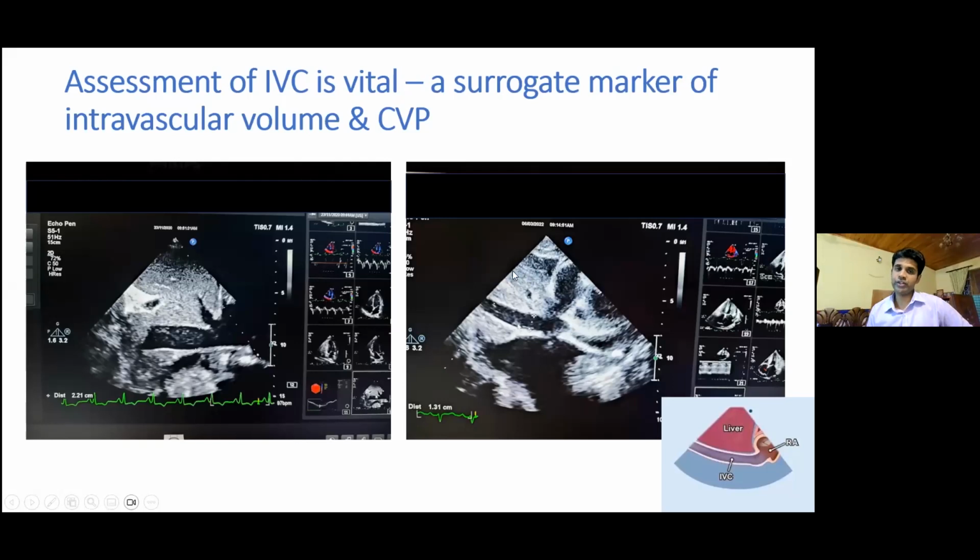So bedside sonography is also important to assess the status of fluid volume, and it is a surrogate marker to assess the central venous pressure. How do we do that? We quickly assess the diameter of the IVC and also its collapsibility with respiration. So with that, we can get an assessment of how low or how high the intravascular volume status is.